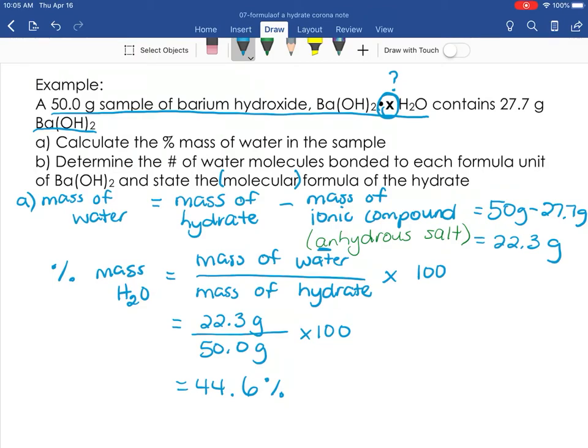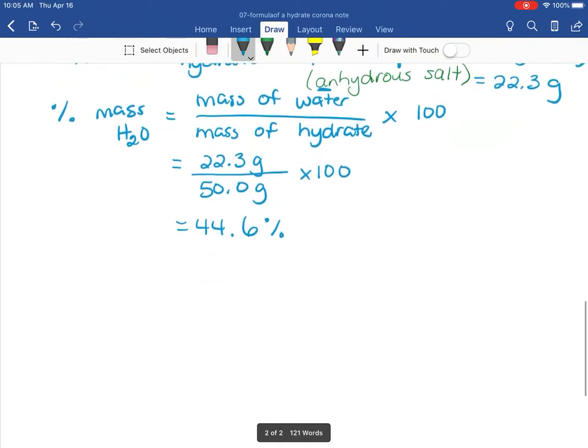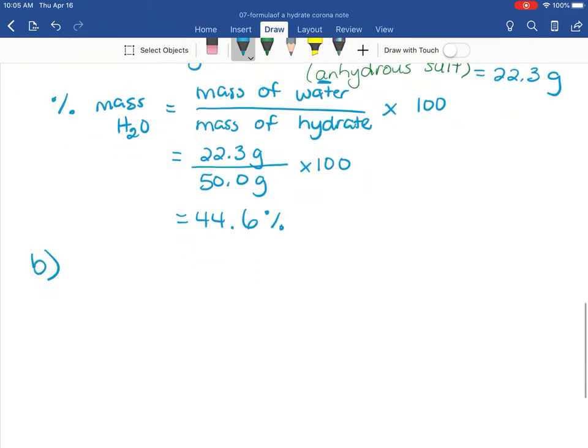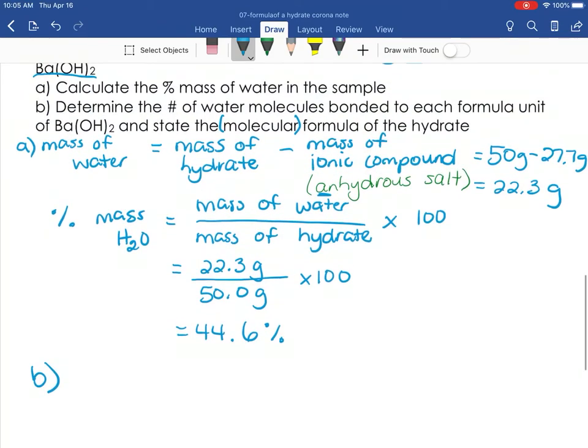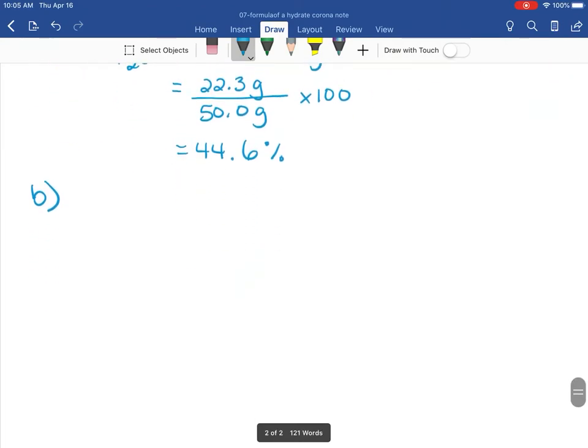Okay, so whenever you do percent mass, it's always the part over the whole, right? So the mass of the water divided by the mass of the hydrate. So water makes up 44.6% of the hydrated mass. Okay, so now in part B, we're going to figure out how many water molecules are bonded to the hydrate, sorry.